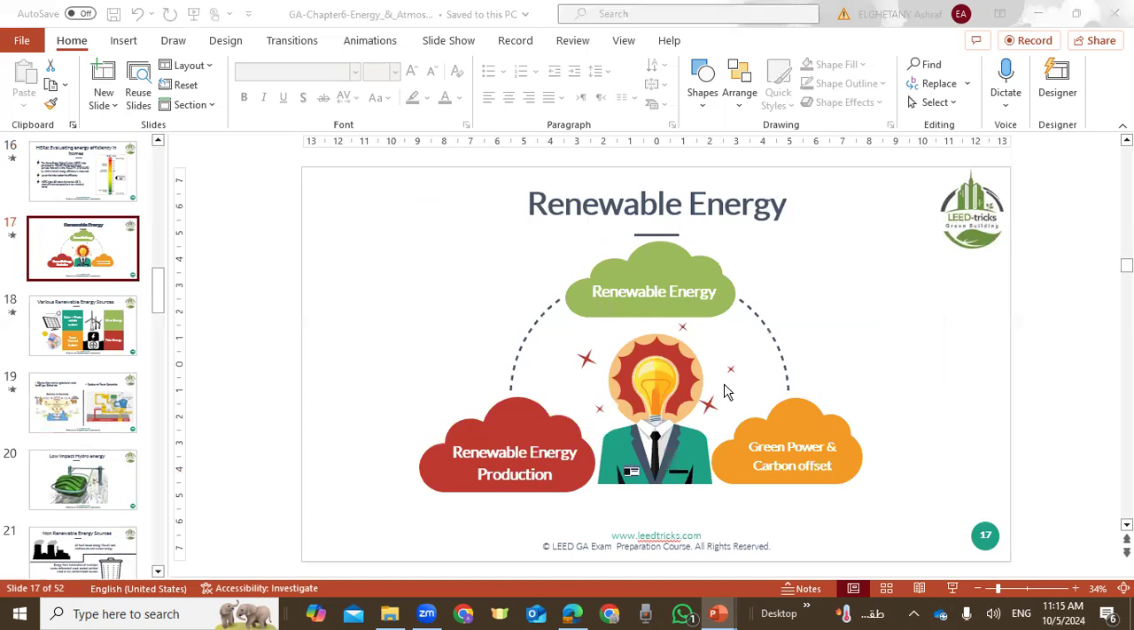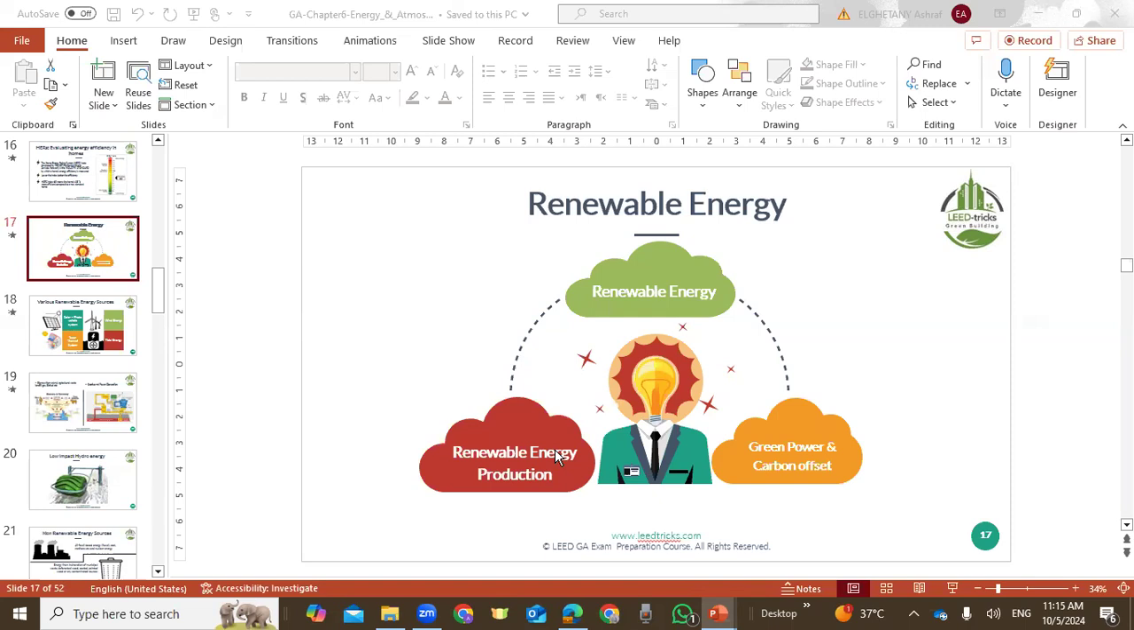Green power is the one you purchase. You buy it as ready power, as a real commodity or a real delivery to your building, or you buy it virtually, where you buy just the properties of the green power, a paper. So why should I buy a paper called a renewable energy certificate? For many reasons, to offset your carbon emissions. Some companies have to do that. Renewable energy production means I produce energy on site.